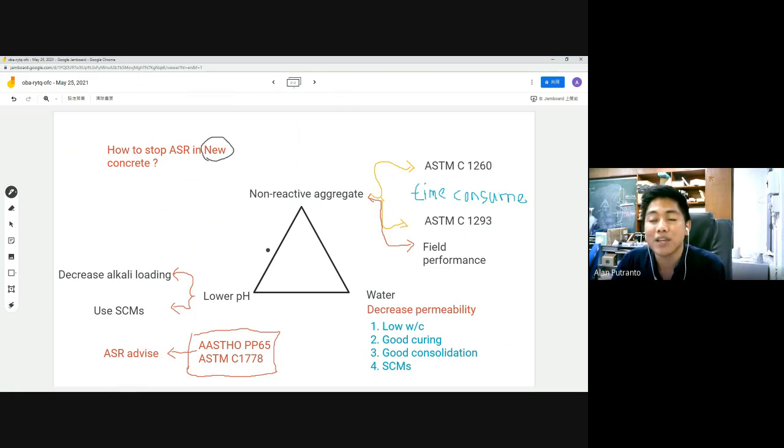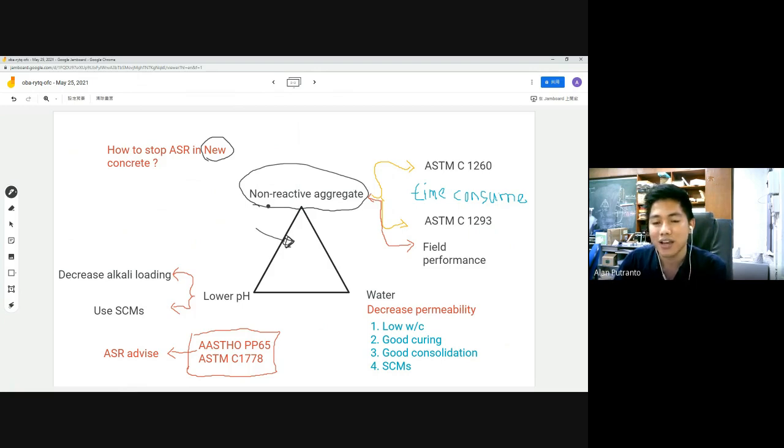But we cannot prevent the ASR after the concrete has already hardened. So this is the preventive action. The first one, we can use non-reactive aggregate. What kind of aggregate is that?